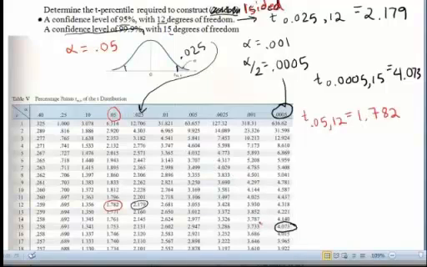And likewise, right here, if we wanted to go to 99.9 with 15 degrees of freedom, well, we don't have to cut it in half anymore. So we're at 37, so that would be t of 0.001 and 15 degrees of freedom, which is 3.733. So that all makes good sense.